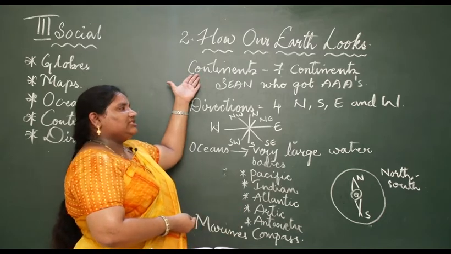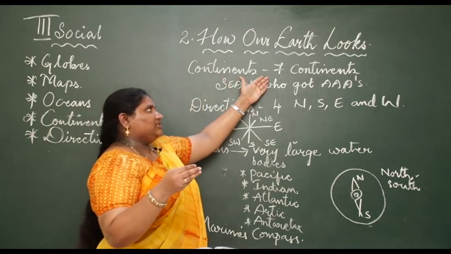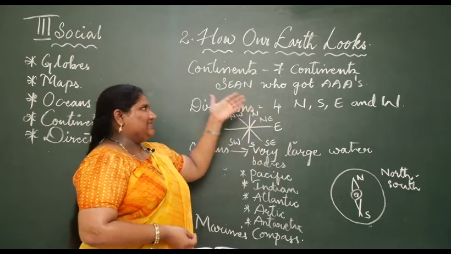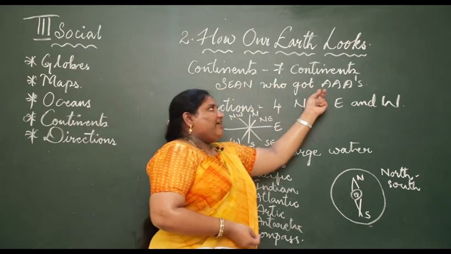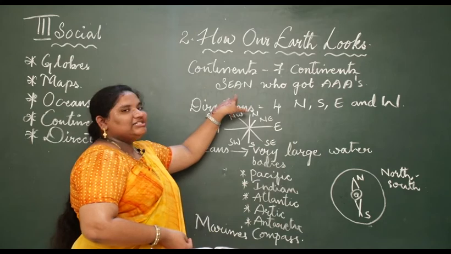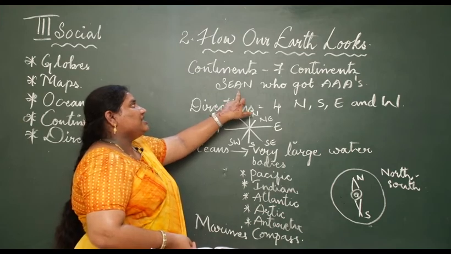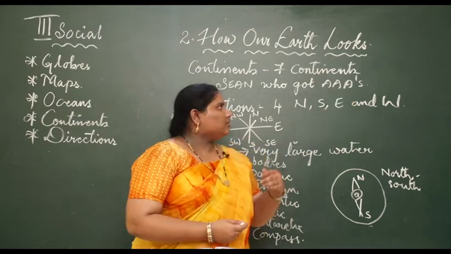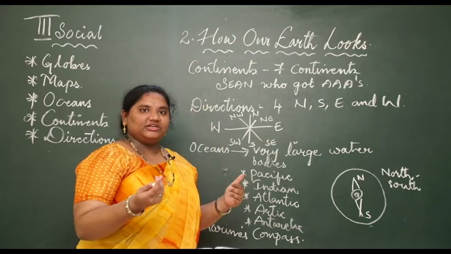Next are continents. Continents are very large land masses, and we have 7 continents. You can remember the names by this statement: Seen who got 3 A's, that is South America, Europe, Asia, North America, Africa, Antarctica and Australia. Asia is the largest continent, where you see India. India is our country, located in the continent Asia in the southern part, and Australia is the smallest. So Australia is the smallest continent, whereas Asia is the largest.